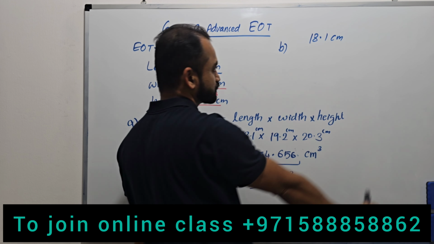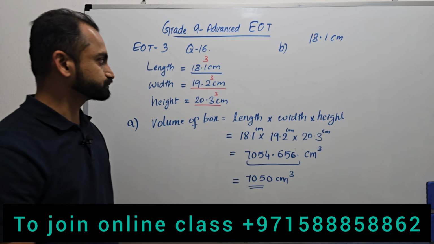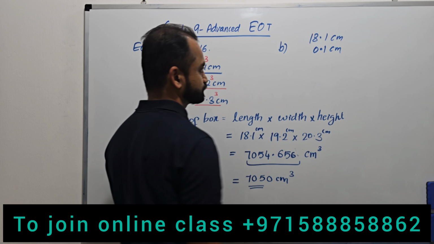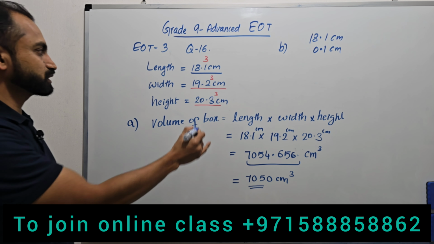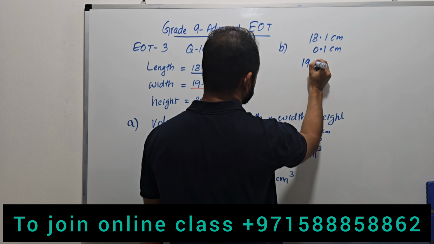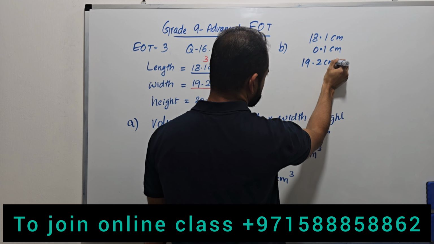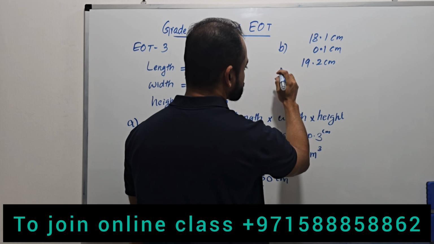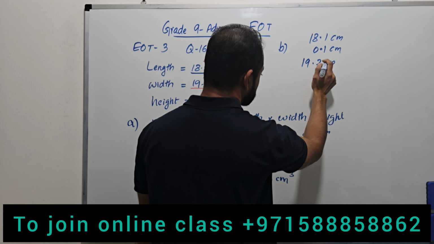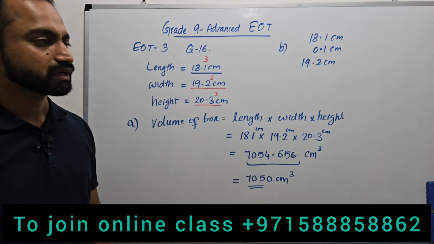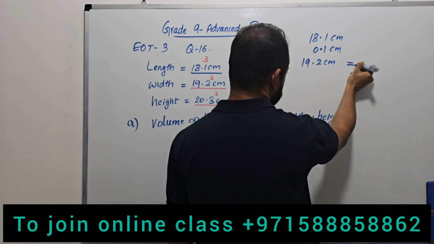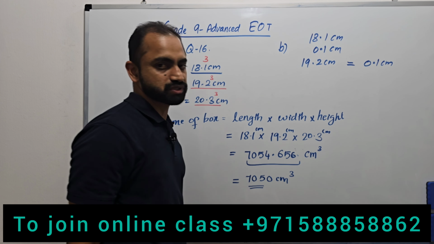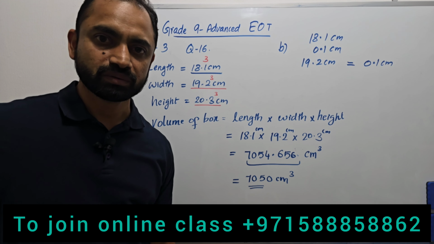18.1 centimeter. So what is the precision? Precision is 0.1 centimeter. For example, here in width, 19.2 centimeter. What is the precision in 19.2? The first digit we will make 0, the second digit also 0, and the last digit we will make 1. What is the last digit here? The last digit is 2, so we will write 0.1 centimeter as the precision.